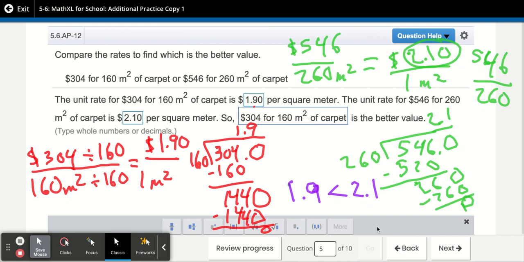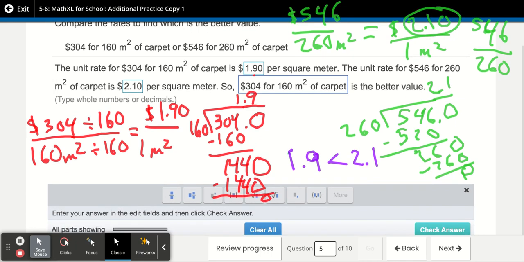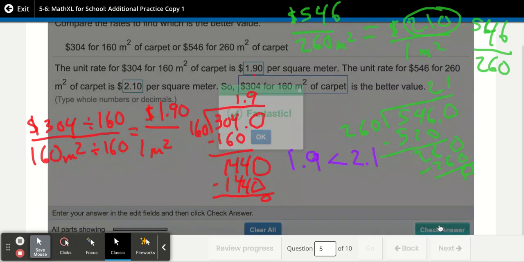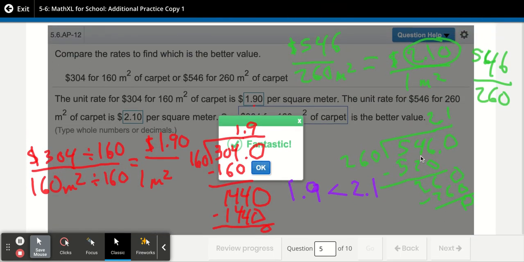Let's go ahead and check our answer. Fantastic. We nailed it. We got it right. We just powered through 5 additional examples for the lesson. What lesson was that? That was lesson 5-6. I almost forgot what lesson I was on. Lesson 5-6. All right.